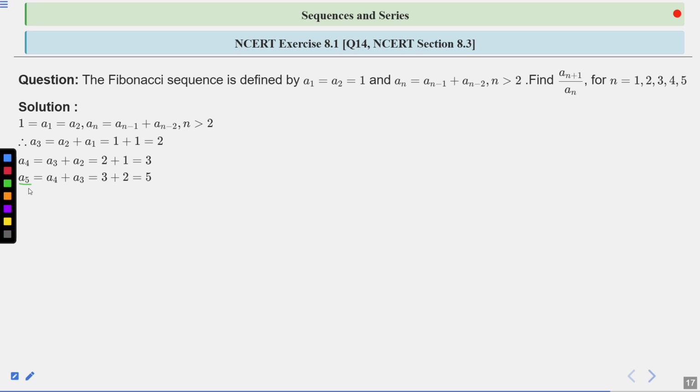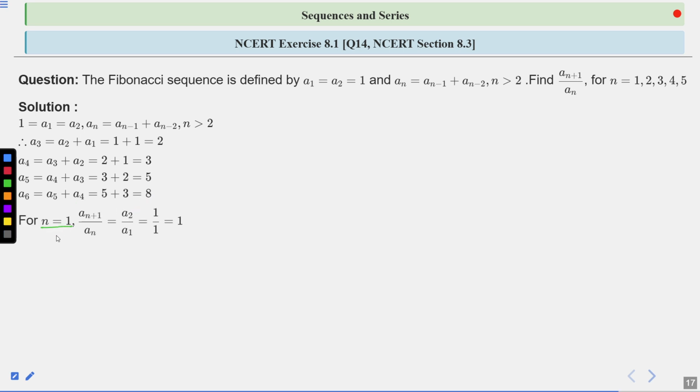Now the fifth term A5. Add just the 2 previous terms A4 and A3. A4 is 3, A3 is 2. So 3 plus 2 is 5. So the fifth term of my Fibonacci sequence is 5. Now A6. The sixth term is simply adding the 2 previous terms, A5 plus A4. A5 is 5, A4 is 3, so 5 plus 3 is 8. So the sixth term of my Fibonacci sequence is 8.